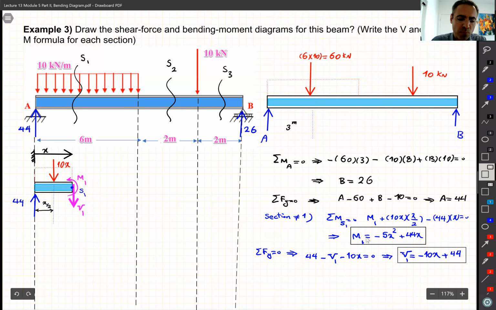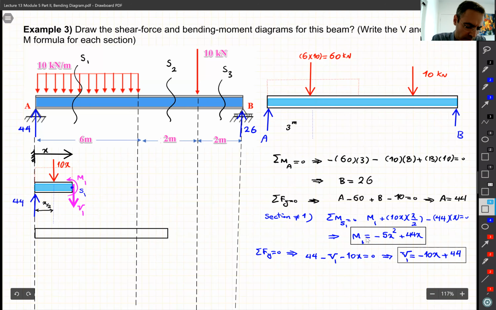V1, M1, we repeat the same process for section 2. Let's do it. For section 2, I'll keep this portion of the beam. All right. You may keep the right side. That's totally up to you. But I have a point to make here. So that's why I select this portion.